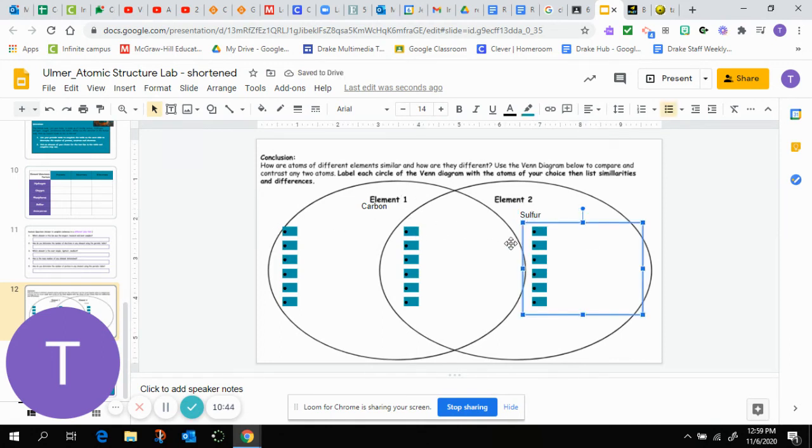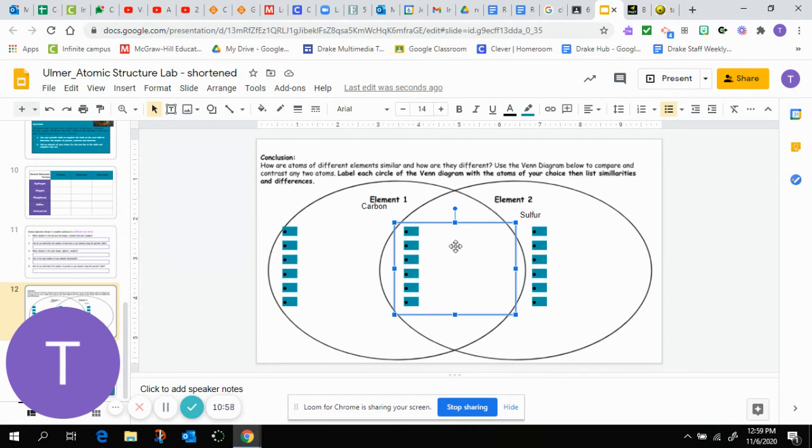Then you're going to put differences on either side and similarities between the two elements in the middle. The similarities are going to be things like they're both atoms, they both have protons, they both have neutrons, they both have electrons, they both have a nucleus, they both have an electron cloud, things that make them atoms. Mostly they're very different, because all of our elements are unique and they have unique properties.